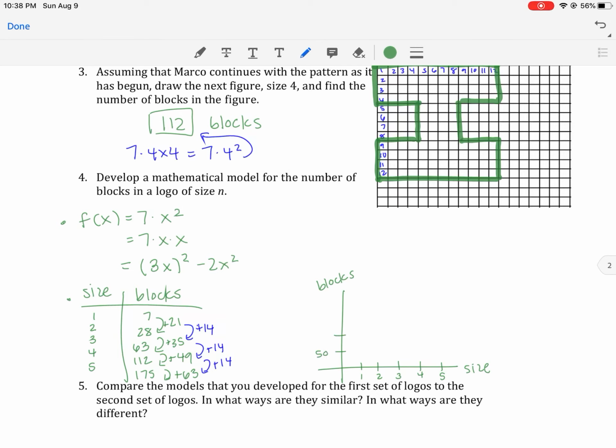So 50, 100, 150, 200. Remember, you got to keep that scale equal. So to get up to 200, I just chose to go by 50s. You could choose something else. That's a nice, easy way to count.